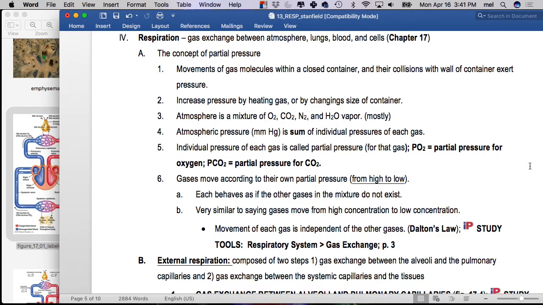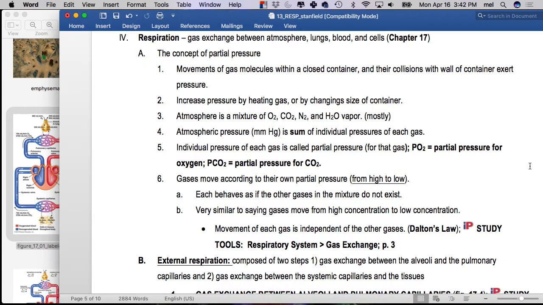So let me just give you this concept and tell you that that 760 millimeters of mercury pressure in the atmosphere is the combined pressure of all of the major gases in the atmosphere. You guys with me? So each gas has its own individual or partial pressure that it's contributing. You with that? Okay, so our atmosphere is mostly made up of oxygen, carbon dioxide, nitrogen, and water vapor. We're only really going to be concerned about 2 of those, okay?